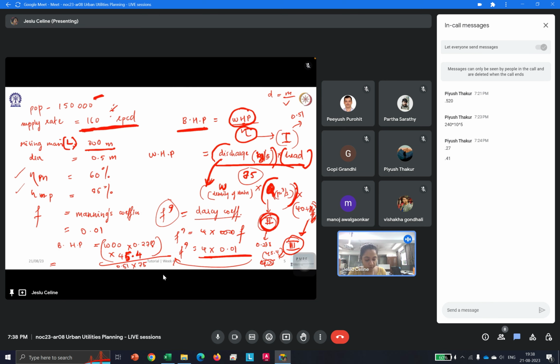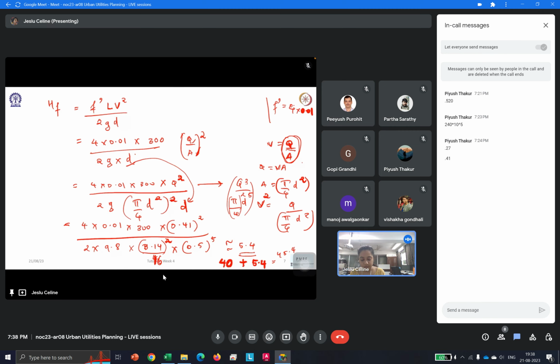Then to find head, we have three aspects: head due to suction, head due to discharge, and head due to friction. Suction and discharge were already given, so we calculated the head due to friction, HF. The last one is efficiency. Motor efficiency and pump efficiency were given separately, and we multiply them to get the total efficiency. That gives us the brake horsepower. Right, so let's go to the next question.